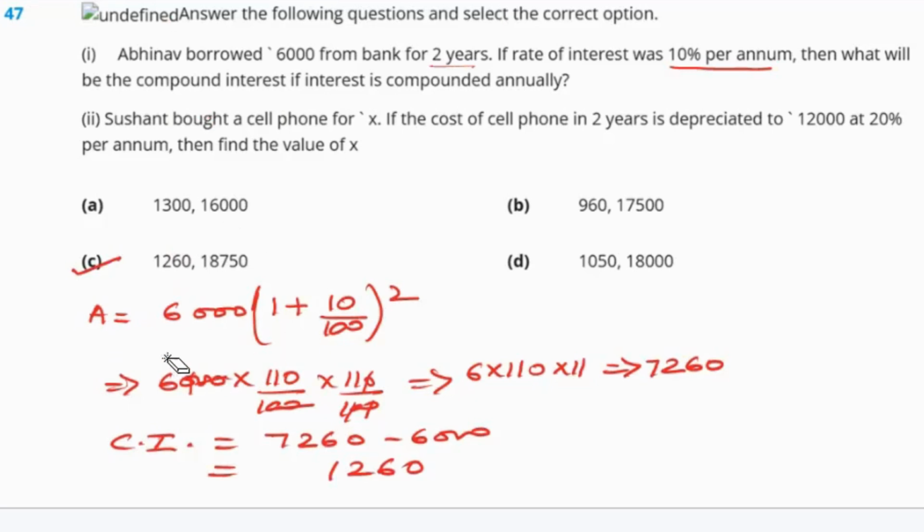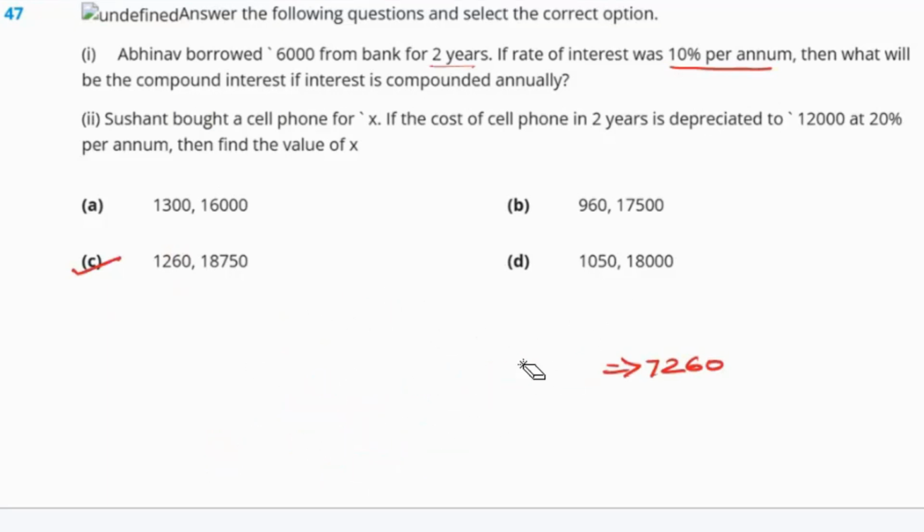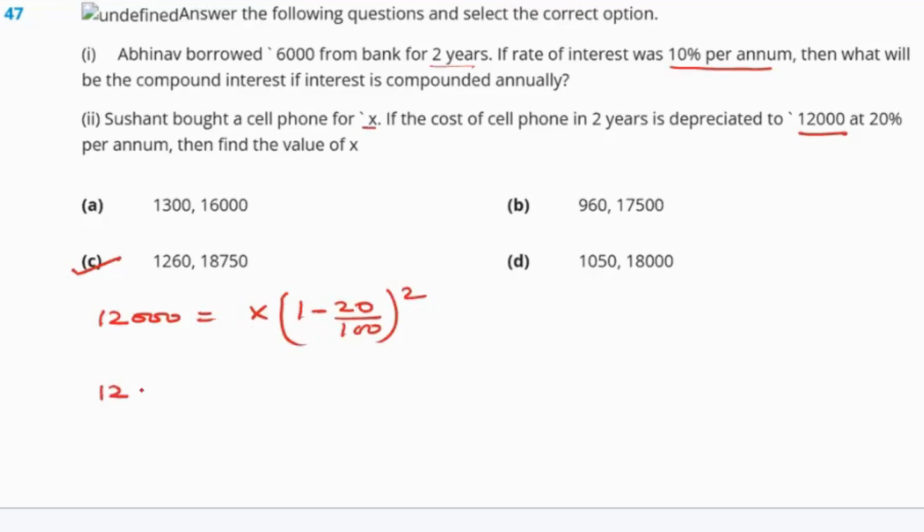Now the second one says that Sushant bought a cell phone for X rupees. If the cost of the phone in 2 years is depreciated to 12,000 at 20% per annum, we need to find the cost. Depreciated to 12,000 means the cost becomes 12,000 only, so we need to find the value of X. X means P. After this the cost becomes 12,000, and the value of P we are taking as X, and 1 minus, since it is depreciating, that's why we are putting minus. And the time is 2 years.